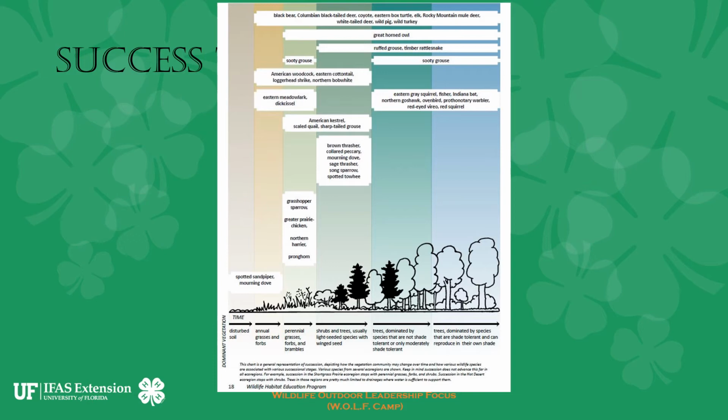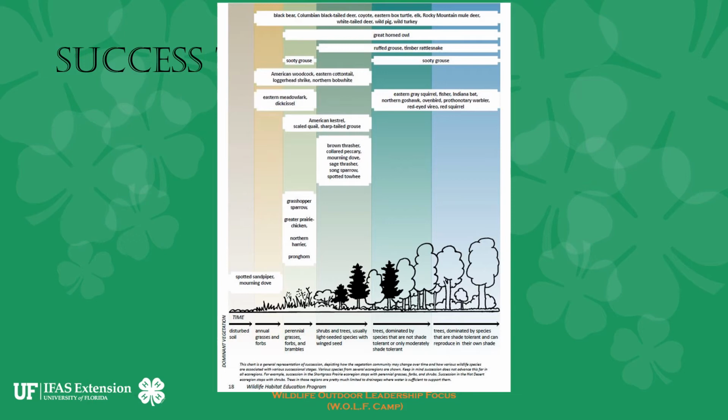Then if another storm or another fire doesn't come, we start seeing annual grasses and forbs start to come up. That annual means that it completes its life cycle in 1 year. It grows, it flowers, it seeds, and it dies. Where perennial sticks around. That is succession stage number 2.